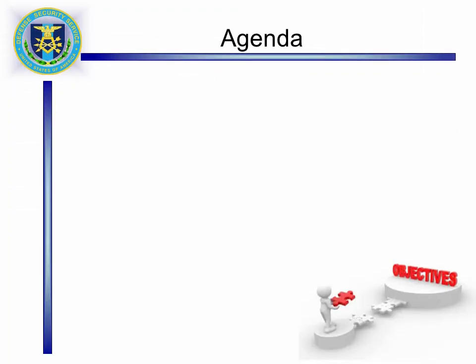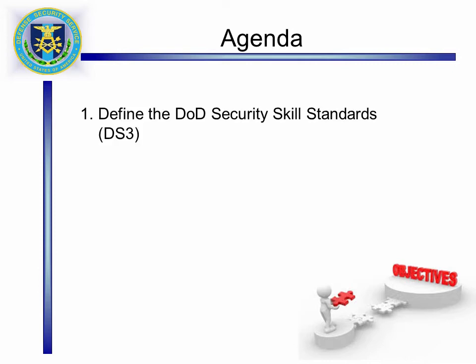Today's agenda contains 4 tasks. 1. Defining the DoD Security Skills Standards. In other words, what is the DS3? The document itself has 2 primary components, the Security Essential Body of Work and the Security Essential Body of Knowledge, and we will define and demonstrate how to use those today.